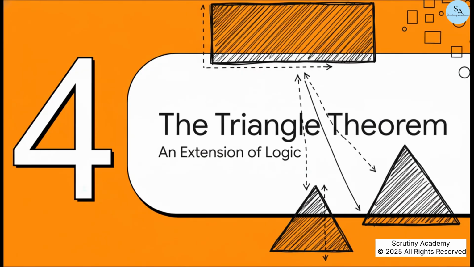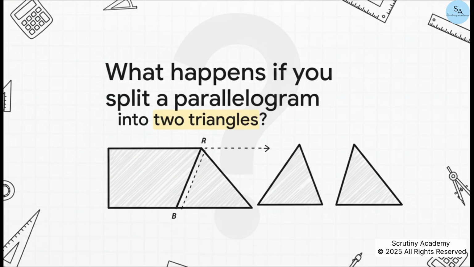Okay, so now that we've got this powerful rule for parallelograms, we can take it one step further. As you're about to see, the logic we just used works perfectly for triangles too. And it all starts with one really simple observation. So let's just think for a second. What happens when you draw a line from one corner of a parallelogram to the opposite corner? You split it into two triangles, right?